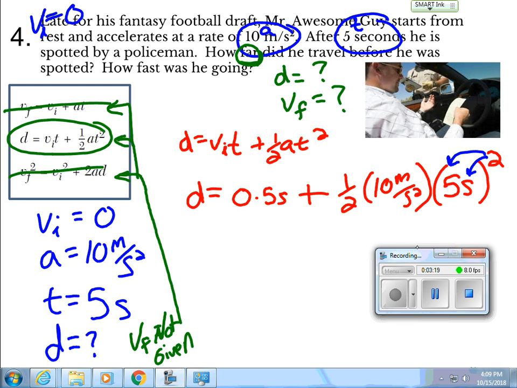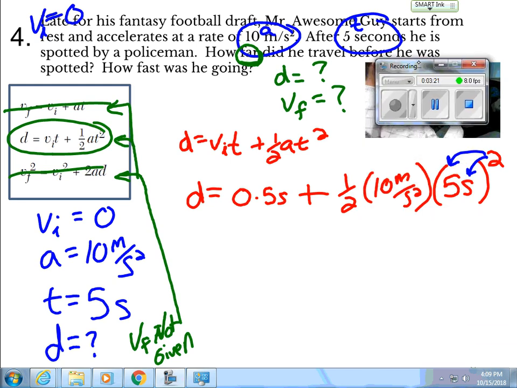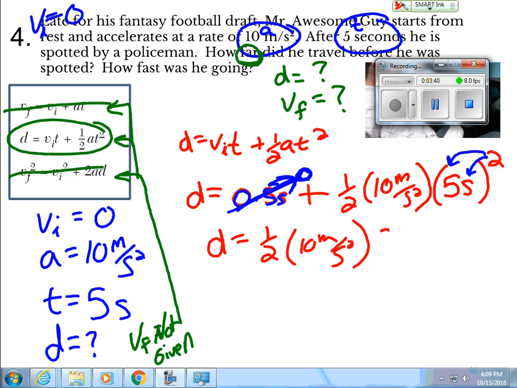And I'm going to bring my recording up over my picture. Alright, so this middle term cancels out to 0 because 0 times anything is 0. So big fat 0 right there. Now I have kind of an easier problem. My distance is equal to 1/2 10 meters per second squared times, I'm going to multiply this out right now, 25 seconds squared.